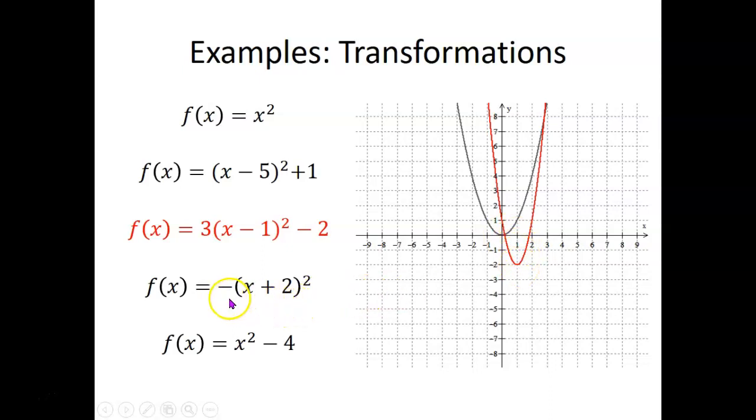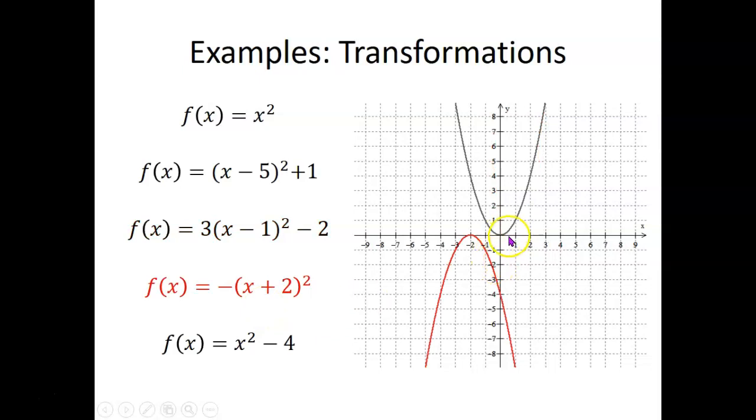What would negative (x plus 2) squared look like? The negative reflects the graph across the x-axis. It flips it upside down, and then replacing x with x plus 2 shifts it 2 spaces to the left. So we get something that looks like this. Flipping it upside down didn't change where the vertex was, but then when we shifted it 2 spaces to the left, the vertex is now here at (negative 2, 0).